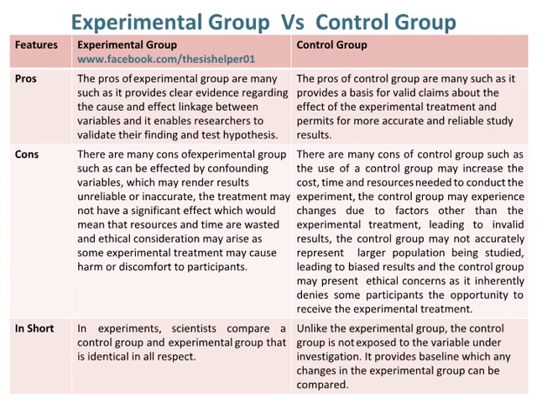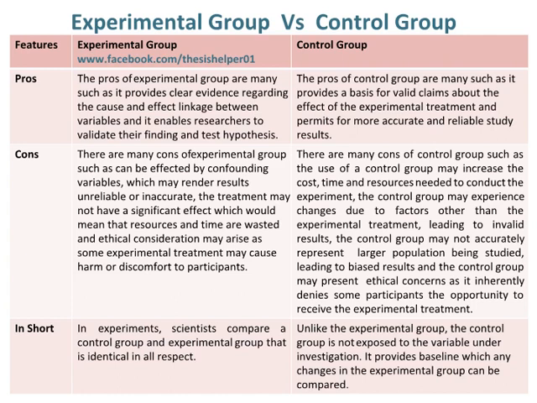Whereas there are many cons of control group, such as the use of a control group may increase the cost, time and resources needed to conduct the experiment. The control group may experience changes due to factors other than the experimental treatment, leading to invalid results. The control group may not accurately represent the larger population being studied, leading to biased results, and the control group may present ethical concerns as it inherently denies some participants the opportunity to receive the experimental treatment.